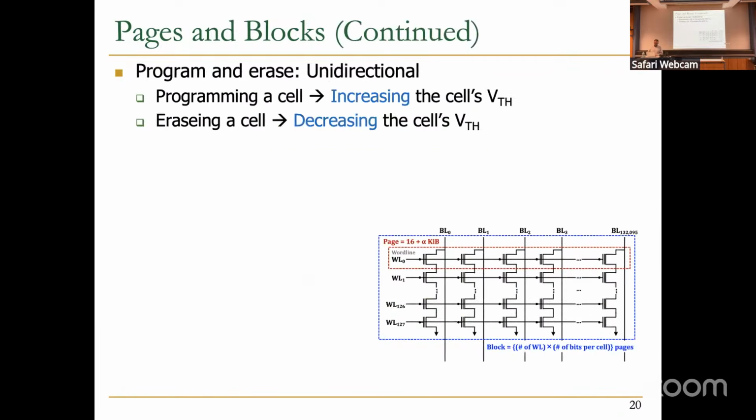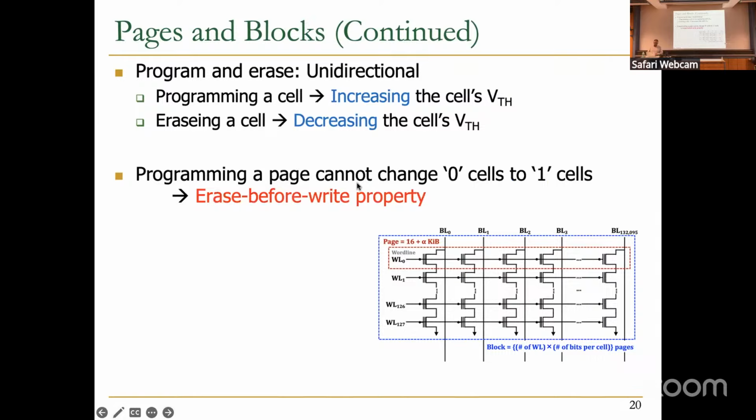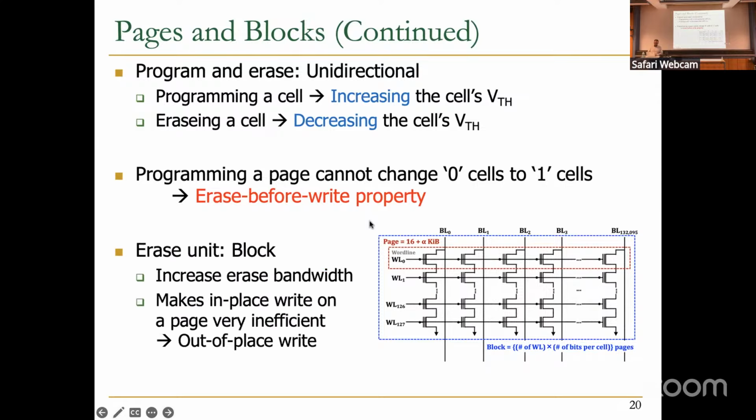Okay. So now regarding pages and blocks, just to get it a bit more. This program array is unidirectional, as we discussed. You program, you tunnel, you trap electrons, and then you need to erase it. You cannot program and then program again. It's just one way. Programming a cell increases the cell's threshold voltage, and erasing a cell decreases the cell's threshold voltage. Programming a page cannot change a 0 cell to 1. So that's the erase-before-write property, which we already discussed.